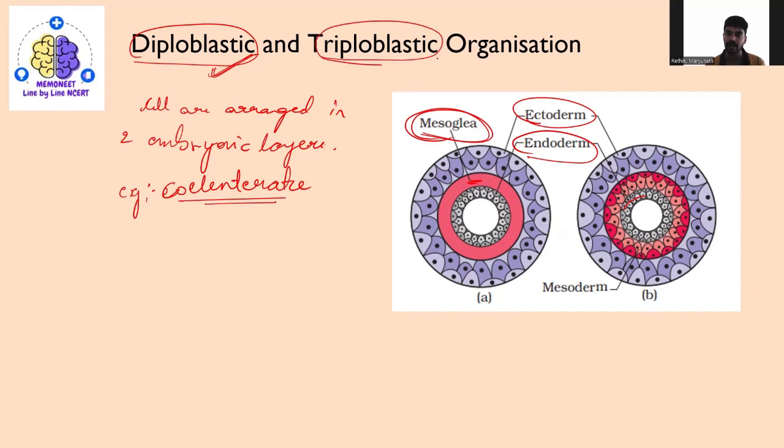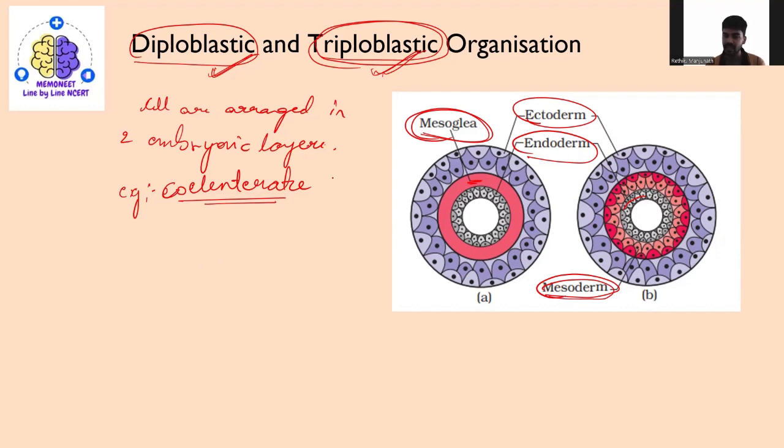Now coming to the triploblastic organization. Those animals in which the developing embryo has the third germ layer, called the mesoderm layer. Outer you will see the ectoderm, inner you will see the endoderm, and in between is the mesoderm. The animals which possess this kind of organization are called triploblastic animals.